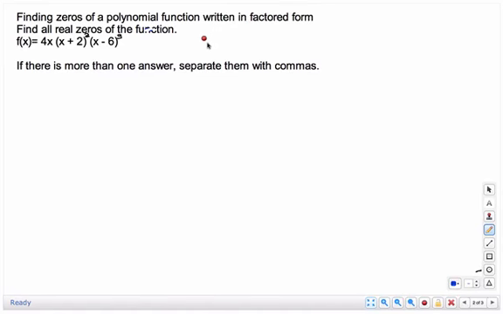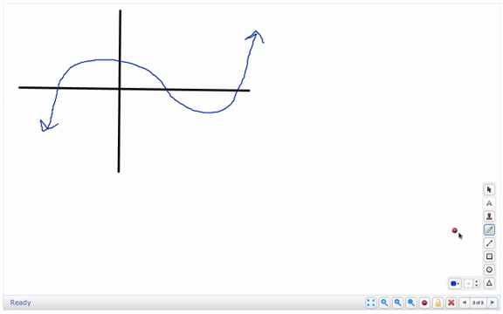When you're asked to find the zeros of a polynomial function when it's already written in factored form, you first of all need to understand what a zero means. A zero represents where your graph crosses the x-axis. These are often referred to as solutions or zeros.